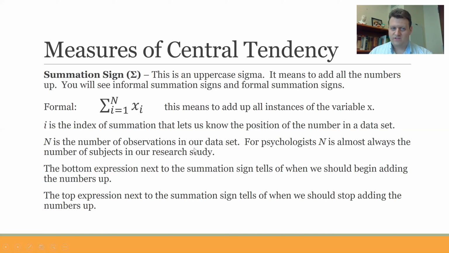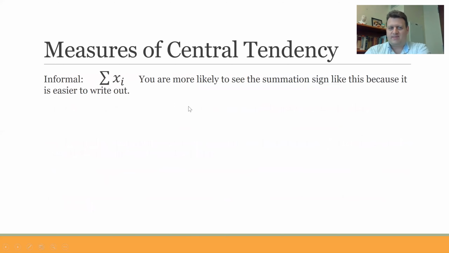This is what you'll see in textbooks. But because most of the time we want you to start with the first item and end with the last item, we can drop these off from the summation sign. And I might just write something like this. This is the informal summation sign. That just lets us know that we're adding all of the values of x together. You're probably more likely to see this version of it because it's just easier to write out. It's easier for me to type out as well. And the boundary conditions, when you start and when you stop, don't really change that much for us.